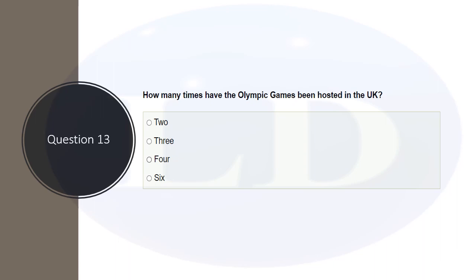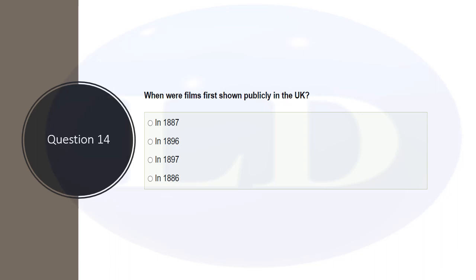How many times have the Olympic Games been hosted in the UK? 2, 3, 4, 6. The correct answer is 3 times. Next question. When were films first shown publicly in the UK? The films were first shown publicly in the UK in 1896. That's an important date. Sometimes there is no way to make a connection, or if you could do it, that would be great, but sometimes you have to remember things.